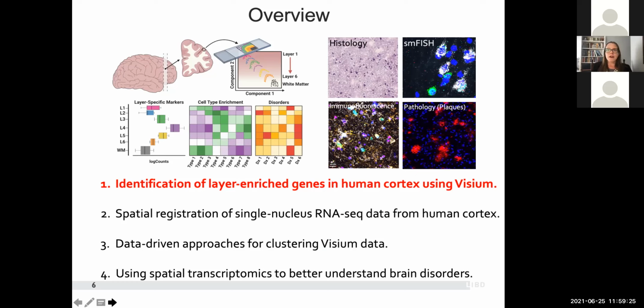And on the way, I'll be highlighting how we and others have leveraged the microscopy data that accompanies Visium gene expression to better understand spatial topography in the brain. And I'll try and discuss opportunities for further integrating these different data modalities.